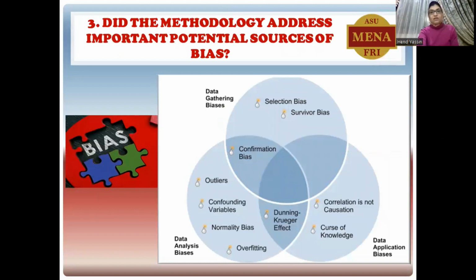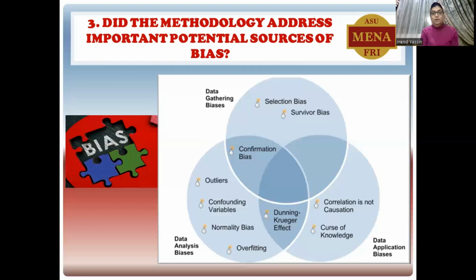The third question, did the methodology address important potential sources of bias? What is bias? Bias is any deviation from the truth, causing distorted results and consequently wrong conclusions. Bias can occur at any phase of the research, including the data collection, the data analysis, the interpretation, or even publication. And research bias can occur in qualitative and quantitative research.